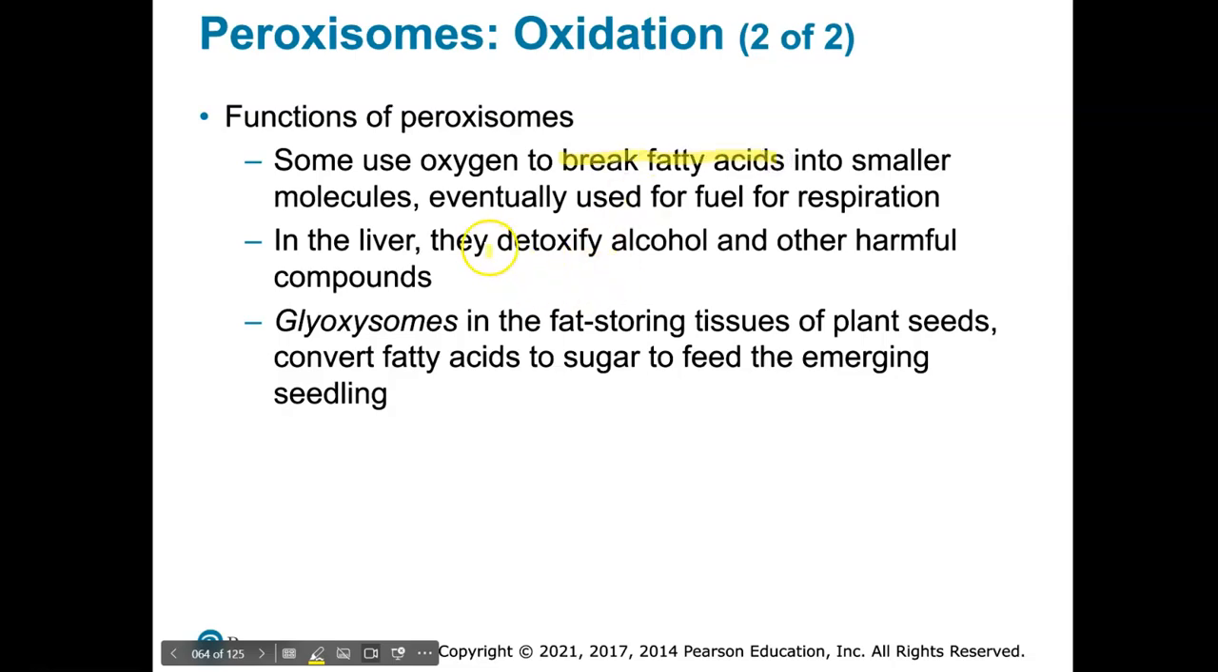And in the liver, they help detoxify alcohol and other harmful substances. So we also saw that the smooth ER does that as well. So smooth ER and peroxisomes can help detoxify alcohol and other substances in the liver.